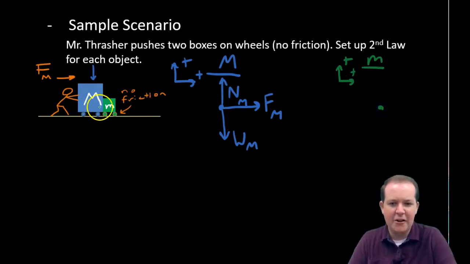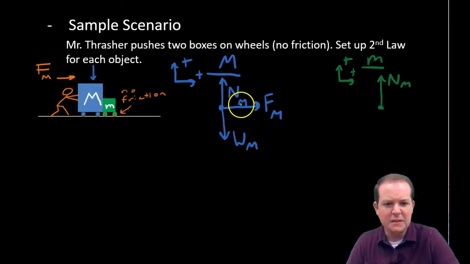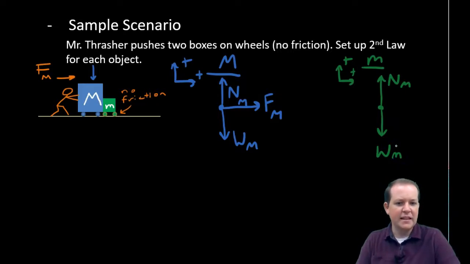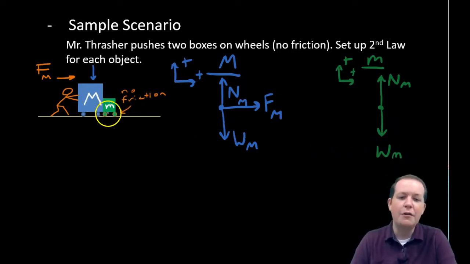What's the free body diagram for my little box? Well, there's a normal force. It's a different object, so it may have a different normal force, so label that. This is big M, this is little m. There's weight, weight of little m. What else is there? There's this blue box pushing on the green box.